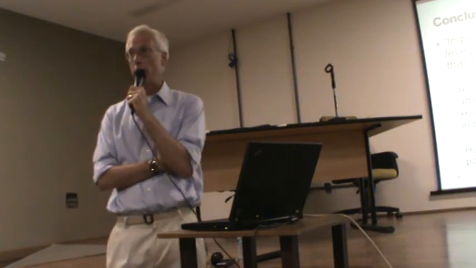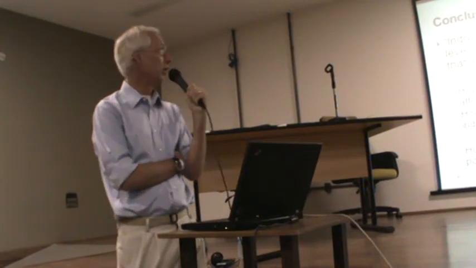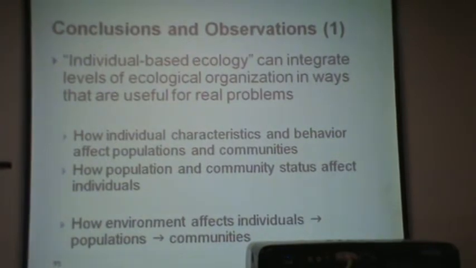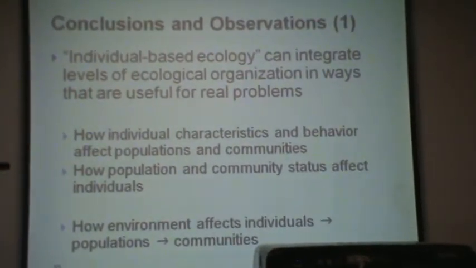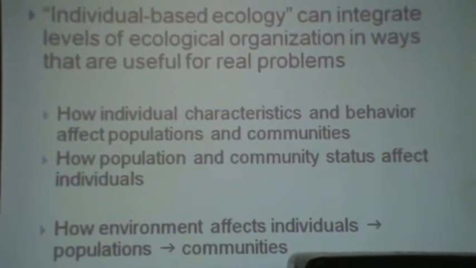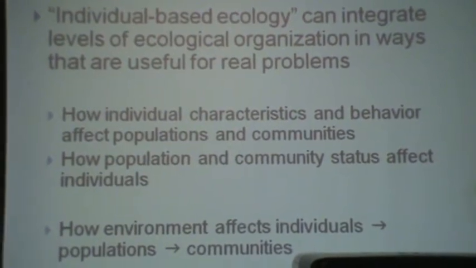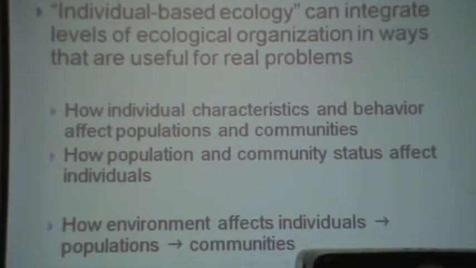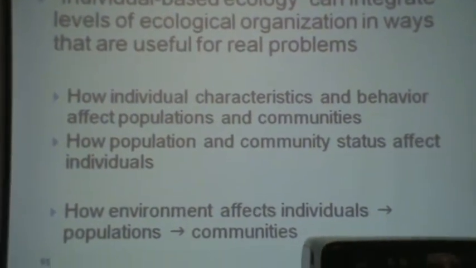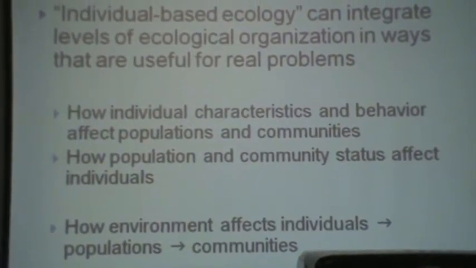Okay, so I'm finally going to start my conclusions here. So what I have been talking about is really individual-based ecology, and it's a way to integrate levels of ecological organization in ways that are useful for solving real problems. Understanding how individual characteristics and behavior affect populations and communities, and how the population characteristics affect the individuals. And also, I didn't really talk about it so much, but how the environment affects individuals and therefore populations and communities. And this is probably the most important thing that we as ecologists need to understand.